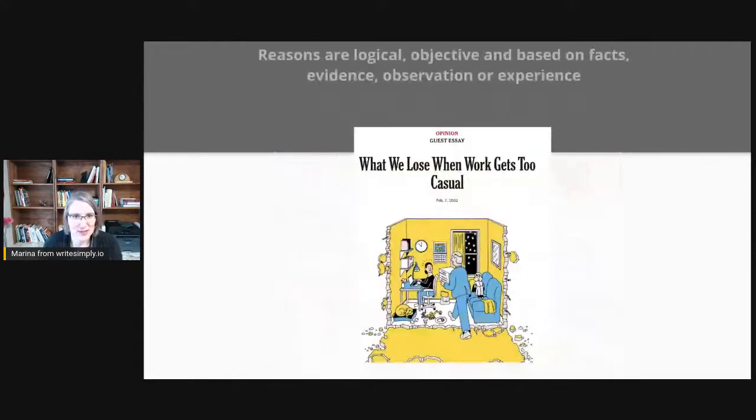All right, the first one we are going to look at today is this opinion essay. It is from the New York Times. It says, "What we lose when work gets too casual." And we're only looking for how they support their opinion. What kind of reasons do they give? So I'm going to go to that link. Just one moment, and we will share the actual document, the actual article.